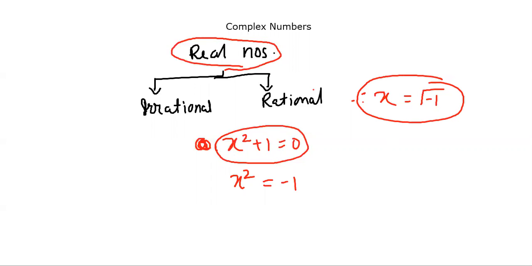Then they thought this is an imaginary number. This doesn't exist. Okay, we have to imagine this. So that's why they call it an imaginary number. And what they said is, let this square root of -1 be an imaginary number. Now we know that we named it as iota.